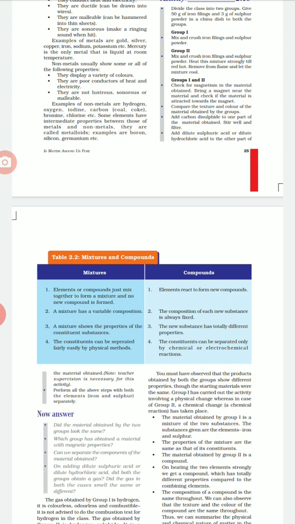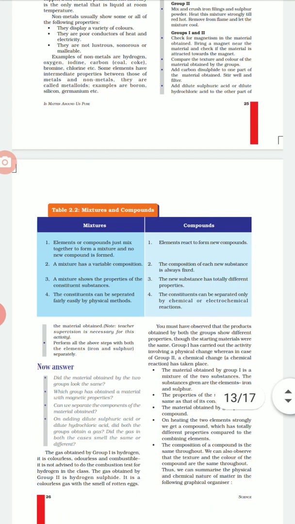Though the starting materials were the same, group 1 and group 2 got the same material, you will find the final products were different. So how? The answer is, group 1 has carried out an activity involving a physical change, whereas in group 2 there is a chemical change, a chemical reaction taking place. Okay, understand the difference. The material obtained by group 1 is a mixture of two substances. The substances given are the elements iron and sulfur.